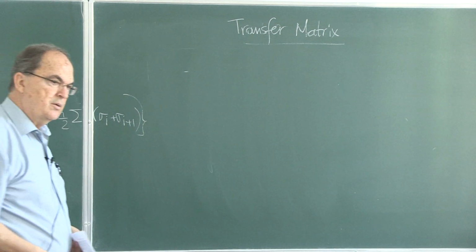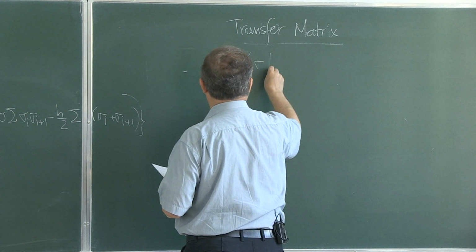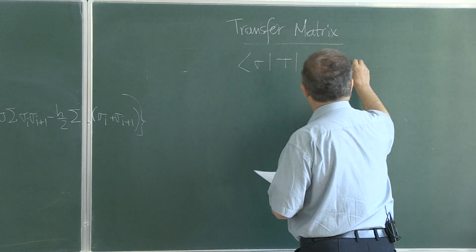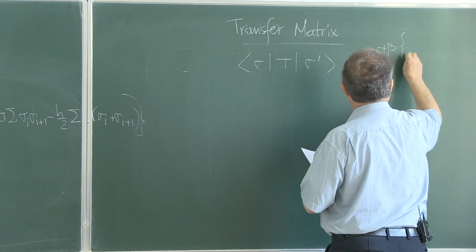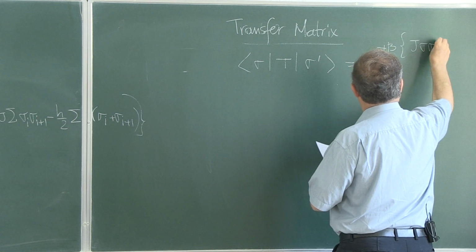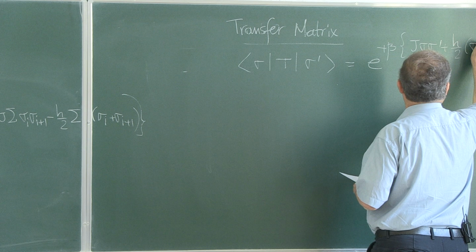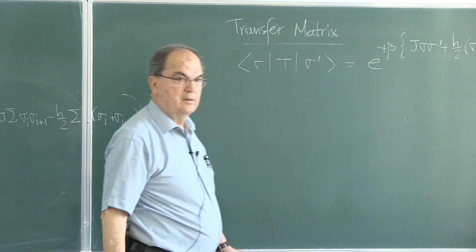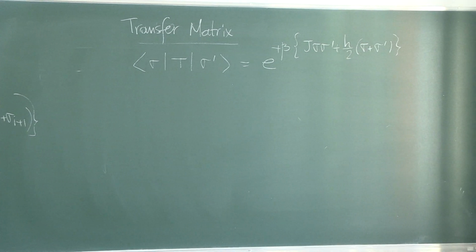Whose elements are going to be defined as follows. The matrix elements are just that. So kind of related to our problem, isn't it?